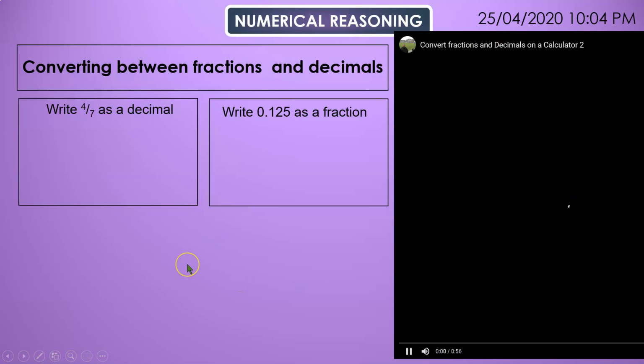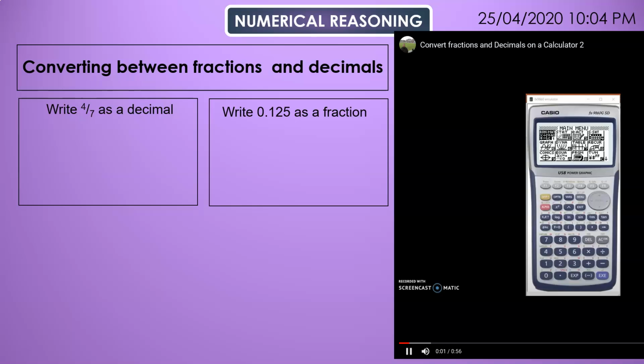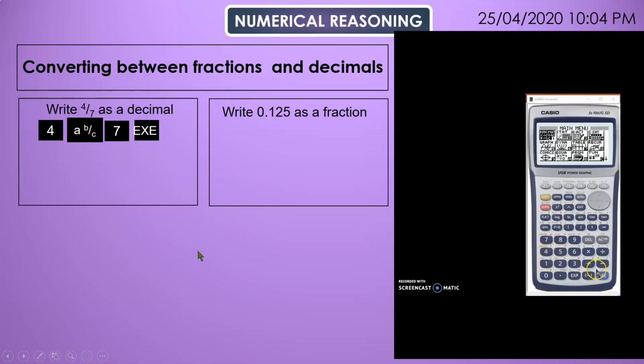For the second one, we put in the decimal, which is 0.125, press equals. You can see it's still a decimal, so to change it to a fraction, we can make it 1/8 by pressing SD again.